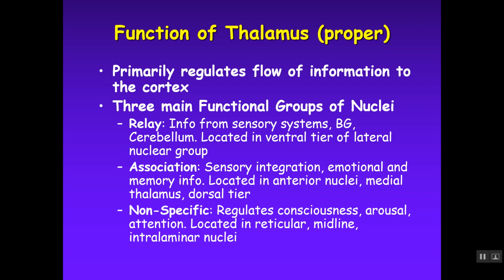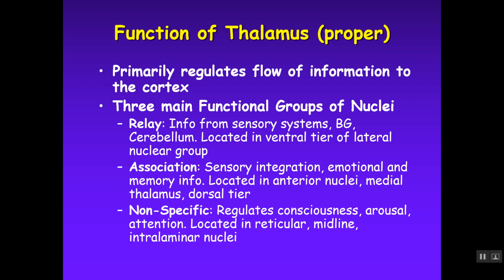So you can take that thalamus, which is kind of like a big nucleus itself, and divide it into these functional groups. You have the relay nuclei. This is information from the sensory systems that we've talked about, the basal ganglia, and the cerebellum, that all have to talk to the thalamus to go up to the cortex. And those are all located in the ventral tier of the lateral nuclear group. And we'll try to make sense of this topical arrangement, the geography of the thalamus.